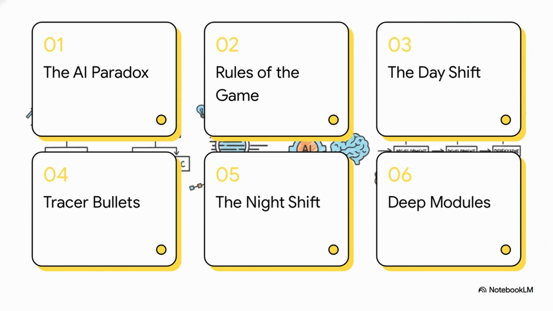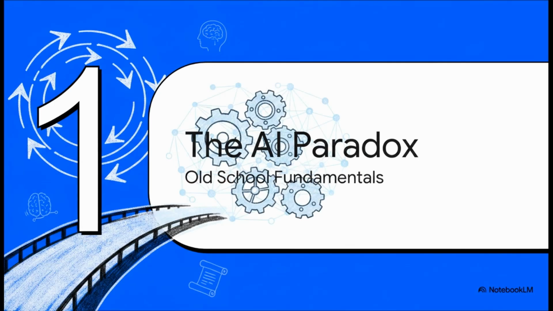Okay, let's just quickly run through our roadmap for today. We have 6 key steps. First, the AI paradox. 2, rules of the game. 3, the day shift. 4, tracer bullets. 5, the night shift. And finally, number 6, deep modules. Let's jump right in. Starting off with section 1, the AI paradox, old school fundamentals.